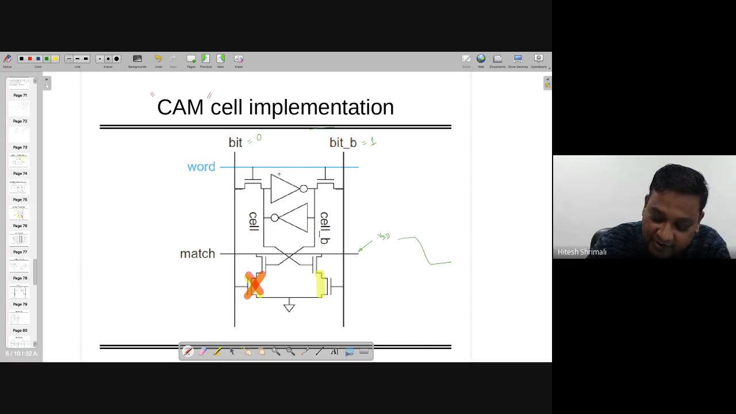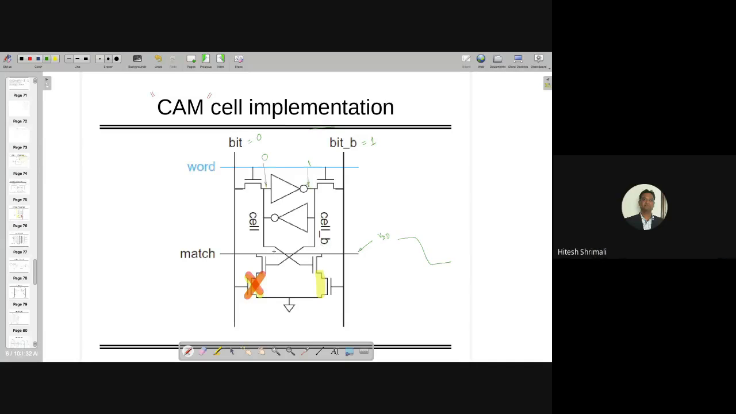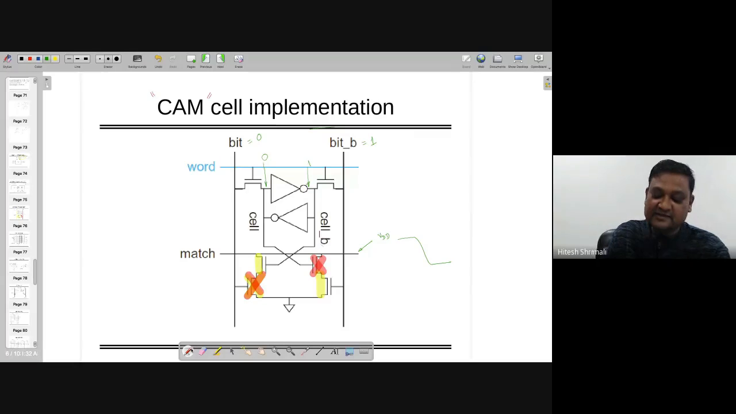So this is on. Now what data is here? As I told you, bit is 0, then this should be 0 and this should be 1 to match the data. So if this is 0, then look, this is off, and because of this one as 1, this transistor is on. So in this case, this match line is not making the connection with 0 at all, right? So what will happen? It will latch the previous value, right?